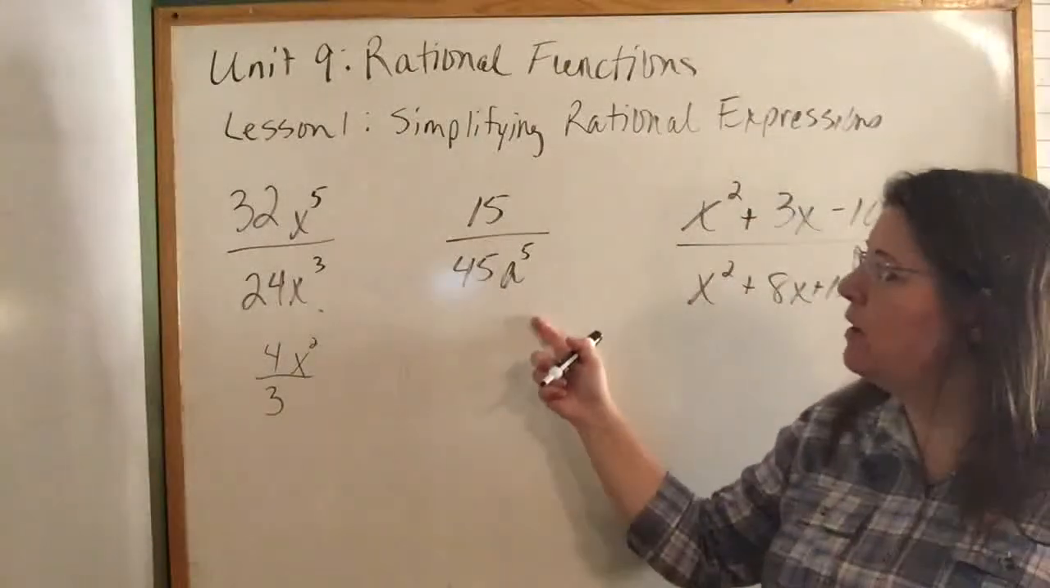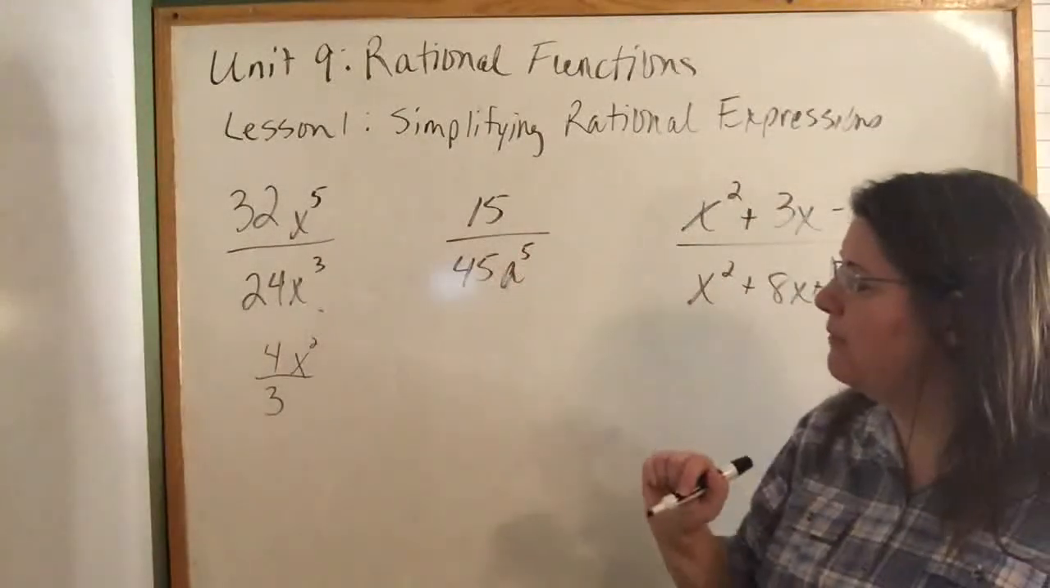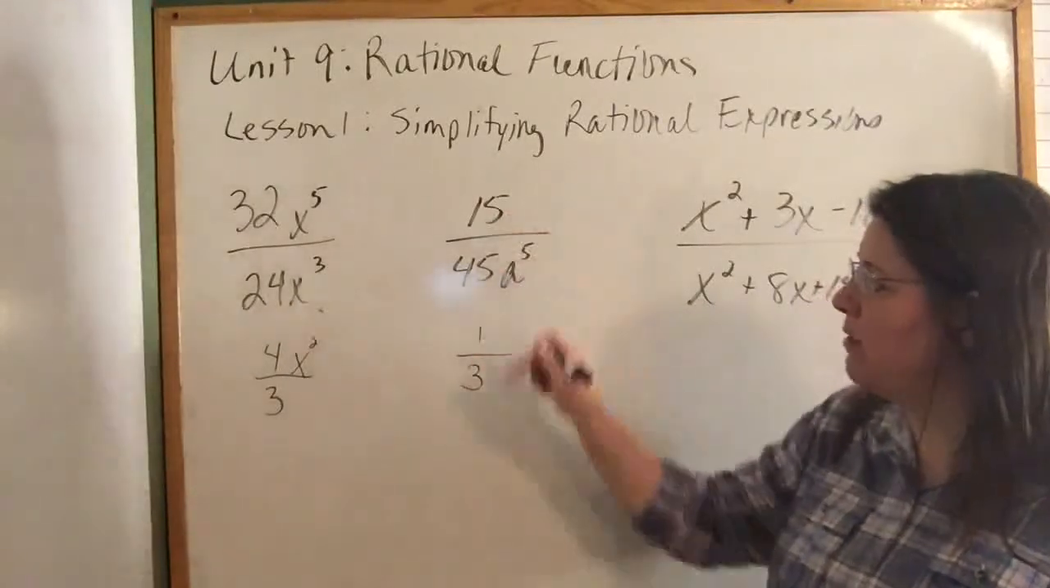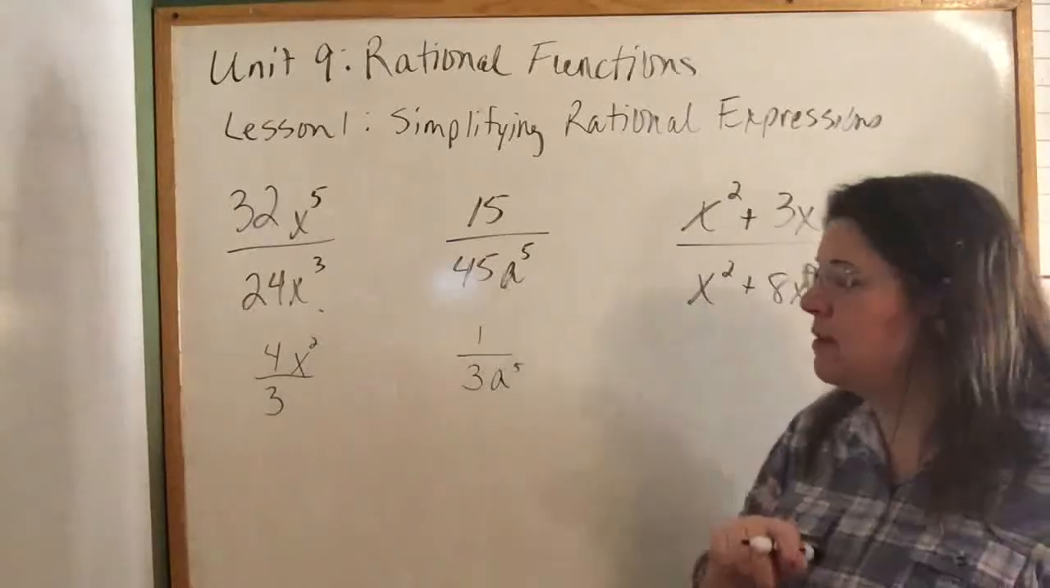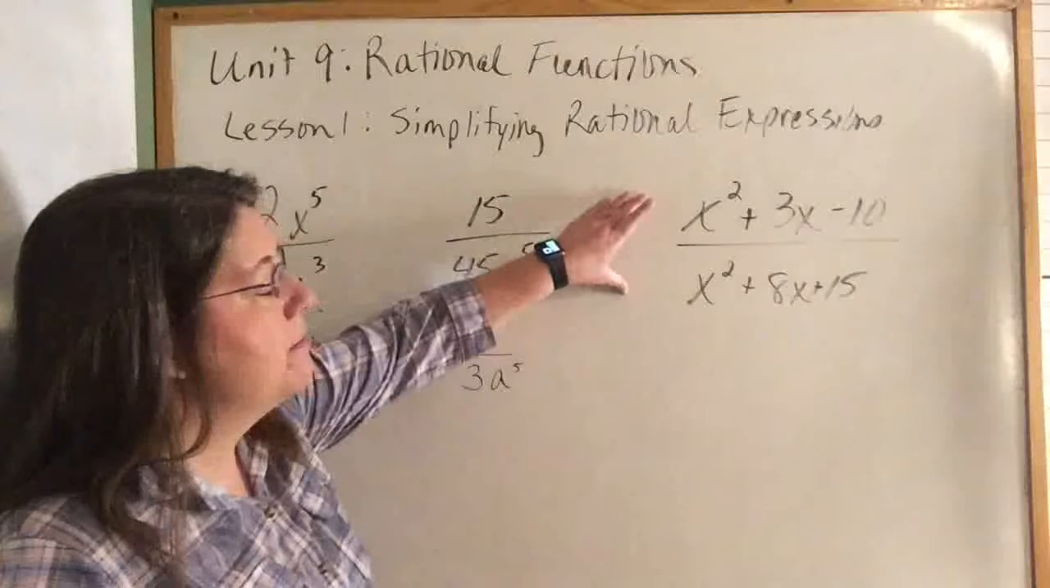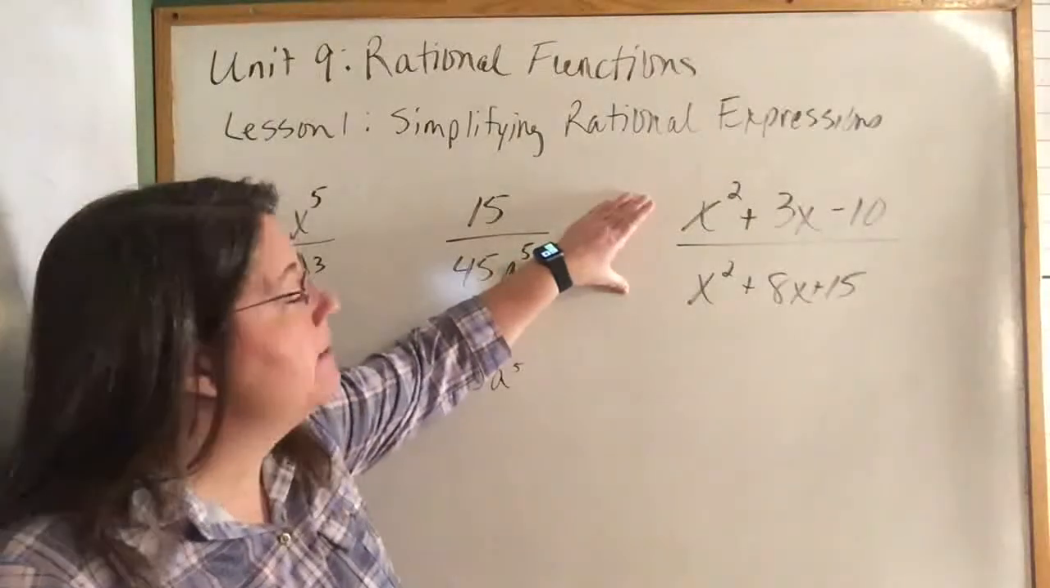For this one, we've got 15 over 45. 15 goes into both of those. That would be 1/3. And then there are no a's on the top, so that a to the 5th just comes down to the bottom. In the next one, we'll have to simplify this by factoring the top and the bottom if they will factor.